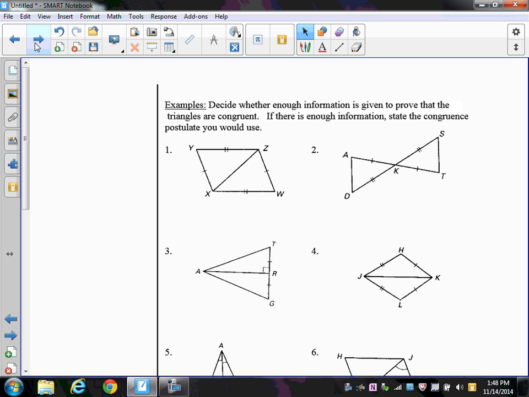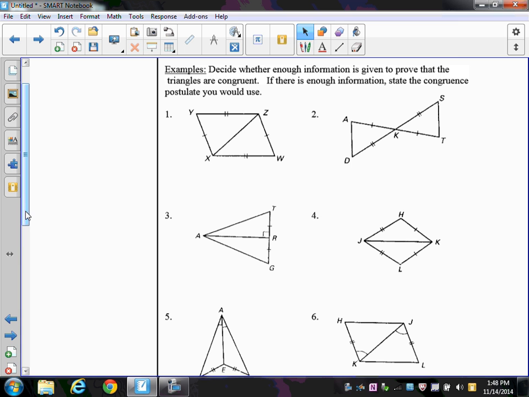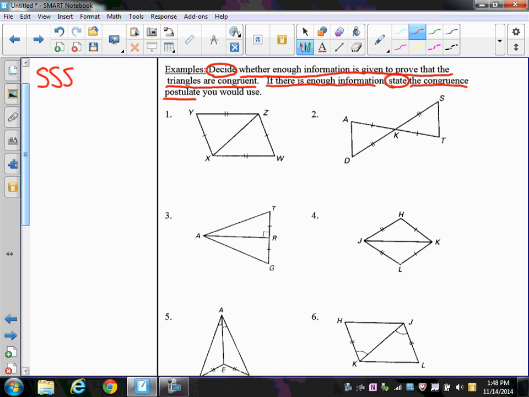For the next page, we need to figure out which triangles are congruent. If we read the directions, it says decide whether enough information is given to prove that the triangles are congruent. If there is enough information, state the congruence postulate. We're going to do the odds together. I want you to try to do the evens. So our 2 options are SSS or SAS. Let's take a look at number 1.